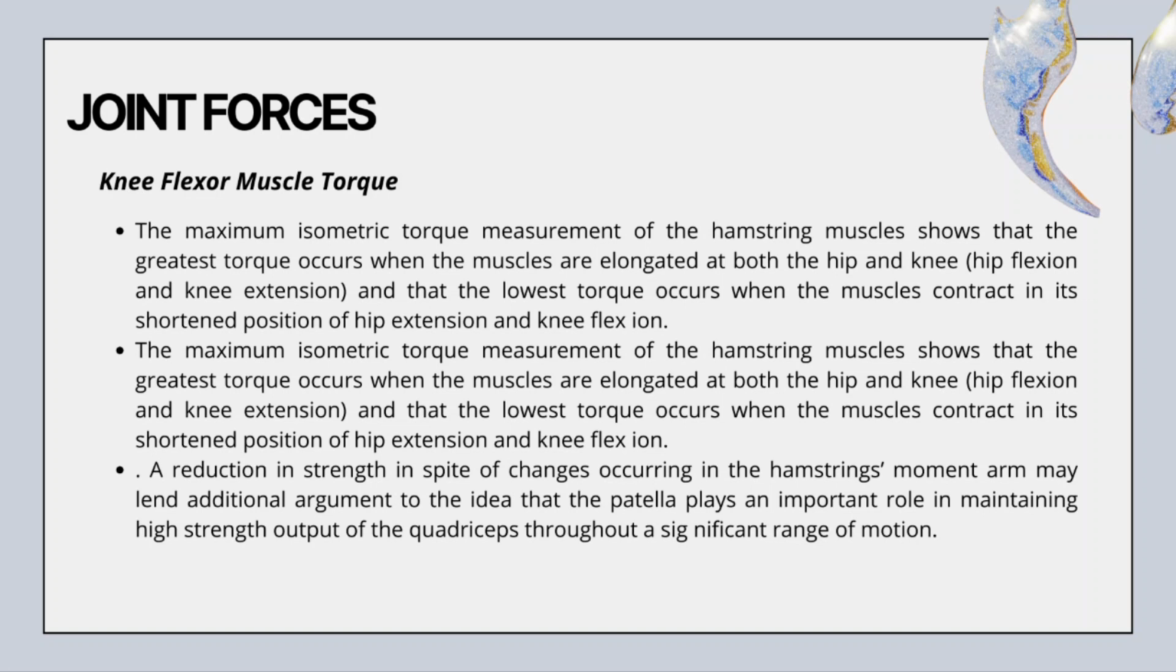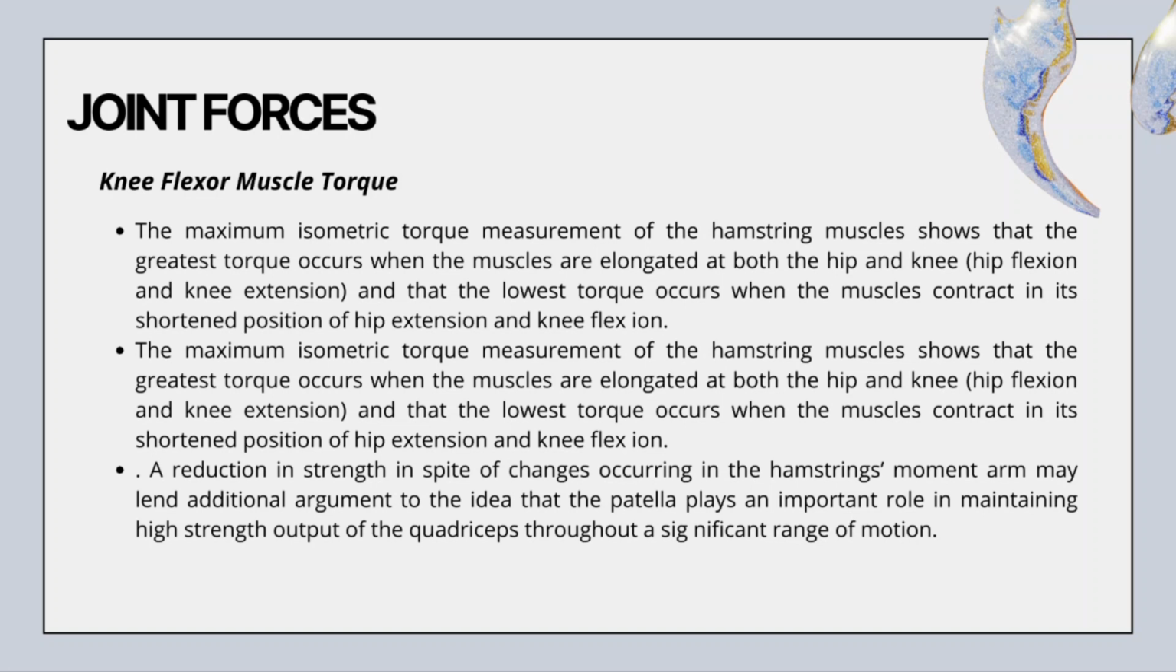Moment arm may lend additional argument to the idea that the patella plays an important role in maintaining high strength output of the quadriceps throughout a significant range of motion. Functionally, the need for great torque with the knee extended during hip flexion occurs in closed chain motion, when the hamstring muscles are the primary muscle group used to lower and raise the weight of the HAT when a person is reaching over to touch the floor or bending forward in the sitting position.